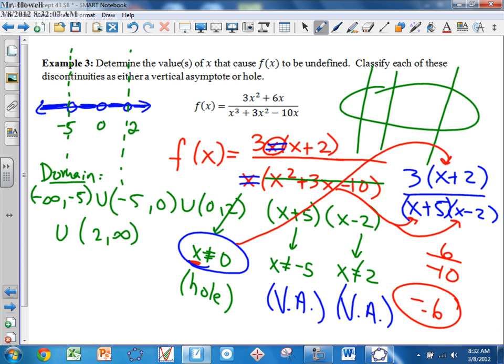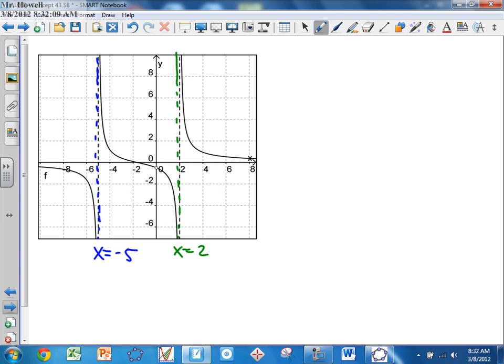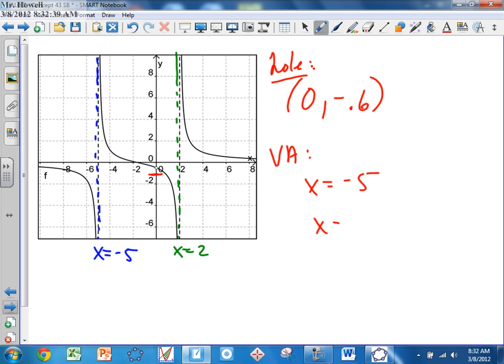So when I go back to my graph now, I can clearly see, here's negative 1, and there's negative 0.6, about halfway down. It looks like a y-intercept, even though it's an open circle, so the point is not really there. What was that? Negative 0.6. So the location is going to be 0, comma, negative 0.6. This is the location of the hole, and the vertical asymptotes are x equals negative 5 and x equals positive 2.